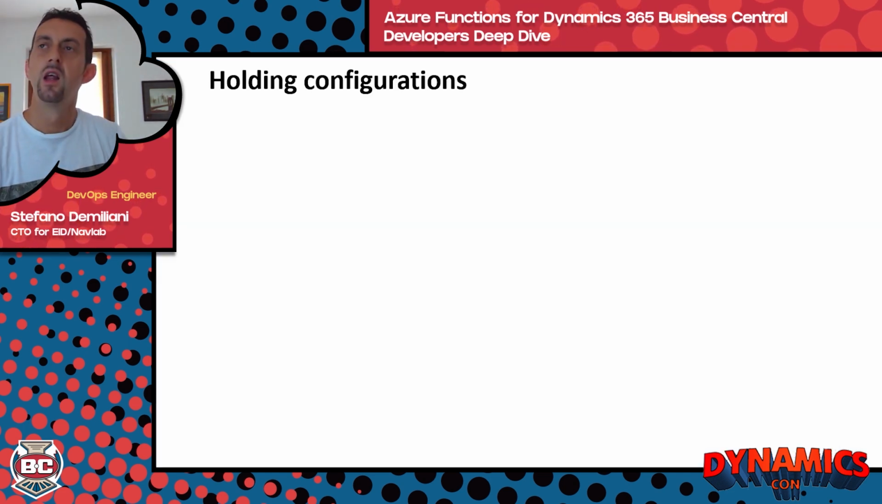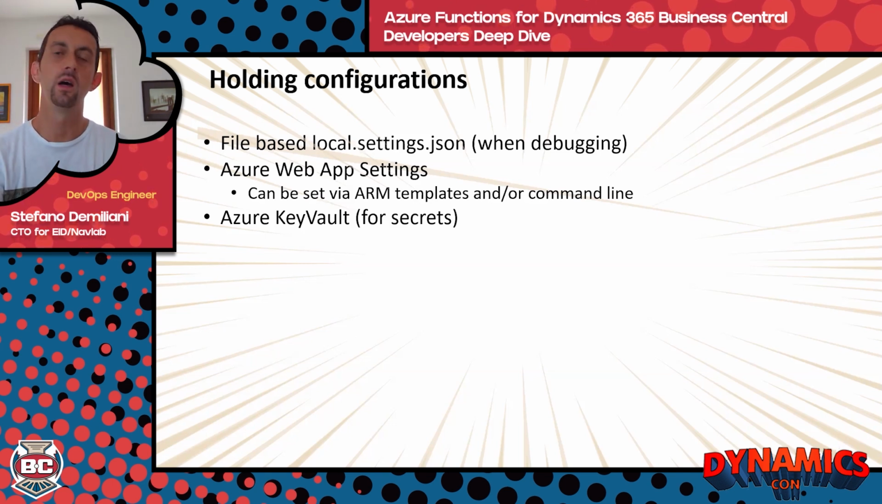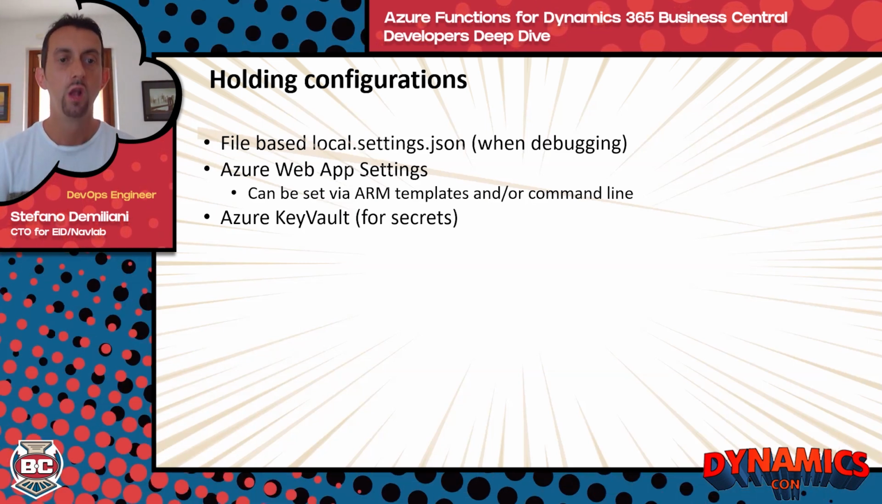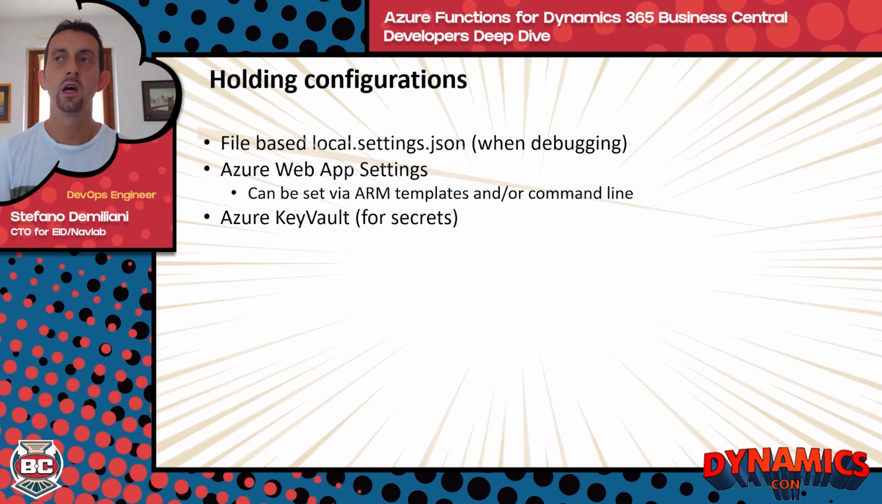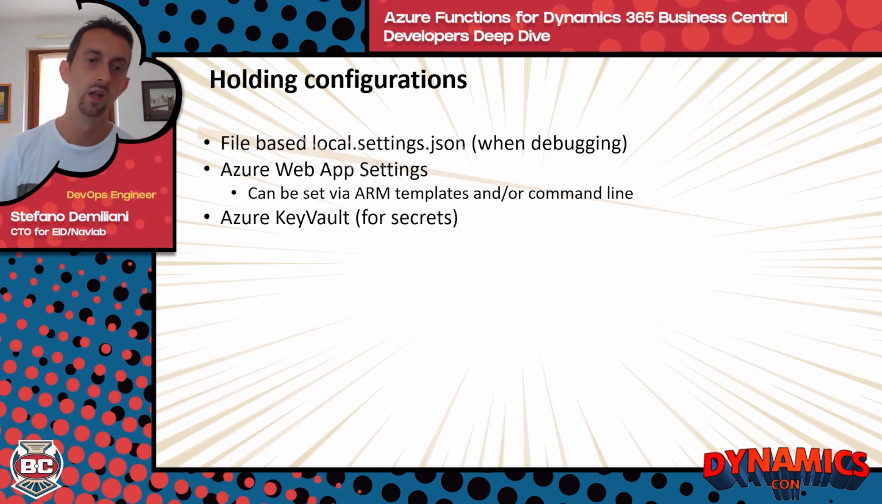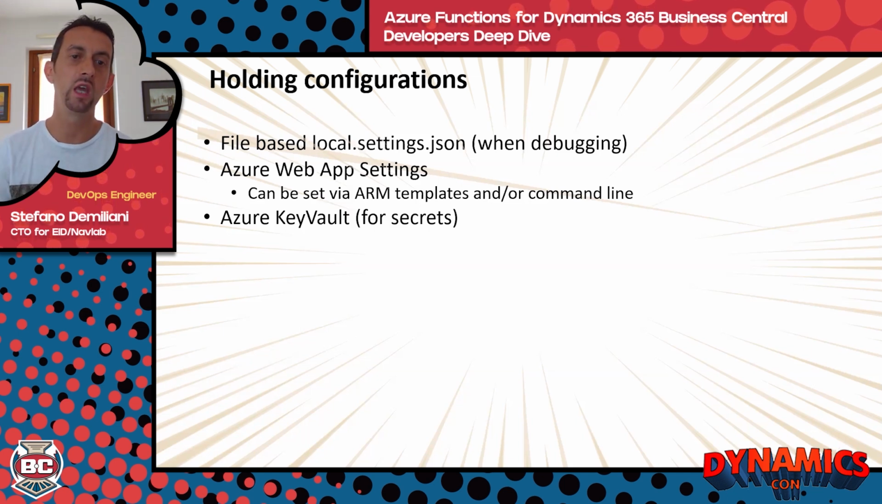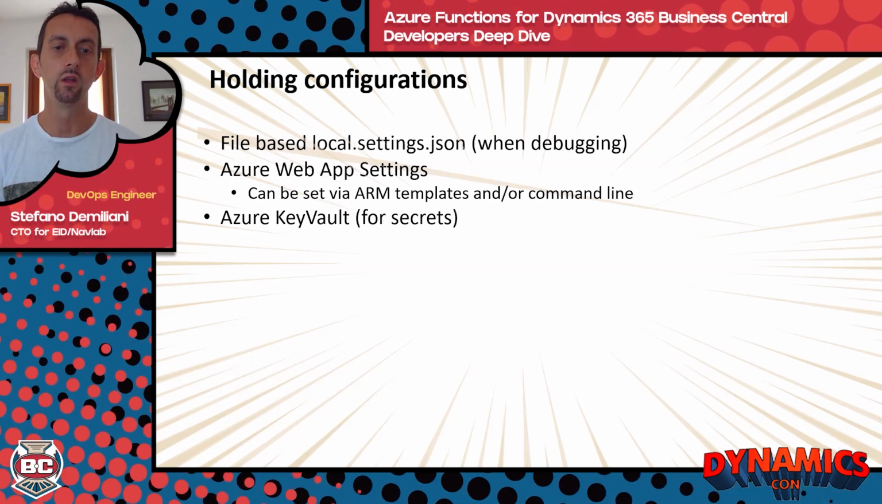We go a step further. Azure Function also permits holding configuration, so all your configuration parameters. Configuration parameters inside Azure Function are normally handled with a file-based local.settings.json file when you debug the Azure Function. When you deploy the Azure Function in the cloud, these settings are deployed in the cloud inside the Azure Web App settings, and you can directly manage these settings inside the cloud, in the Azure portal. And you can also store secrets inside the Azure Web App settings. But for secrets, the recommendation is to use Azure Key Vault, because it's a service created for storing secrets, and it's much better and much more secure.